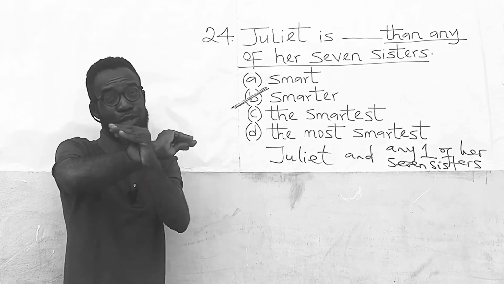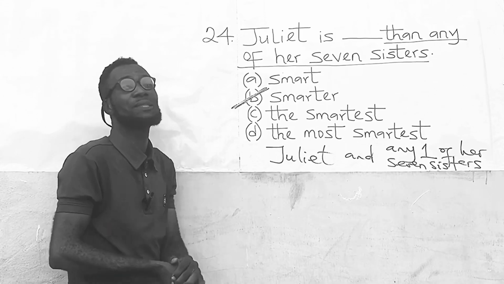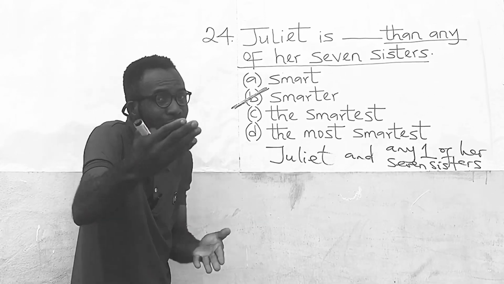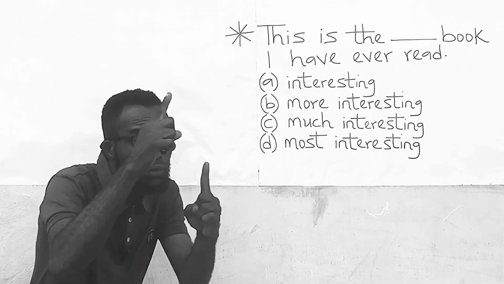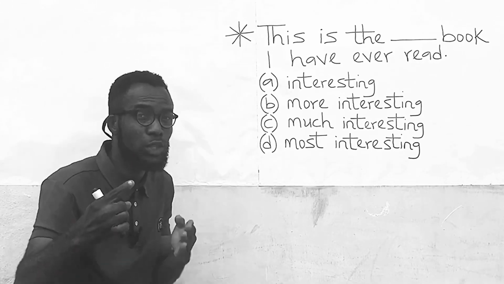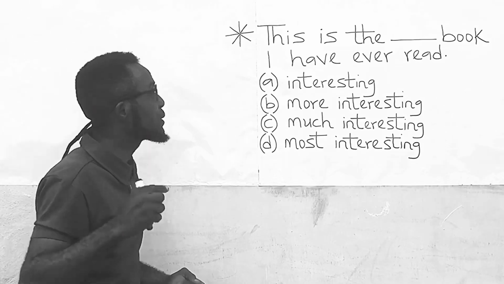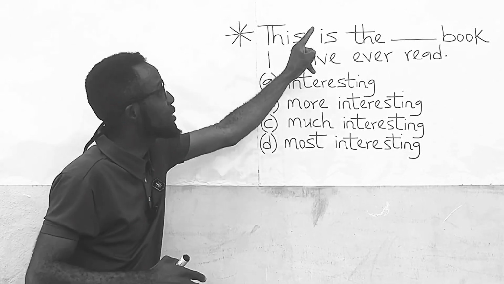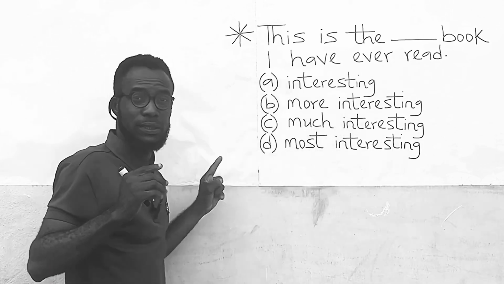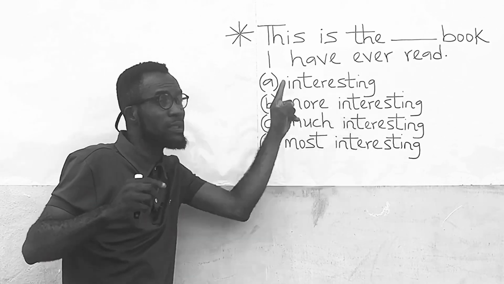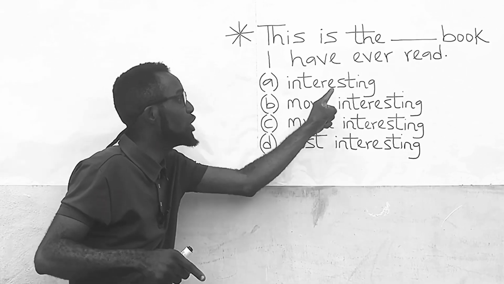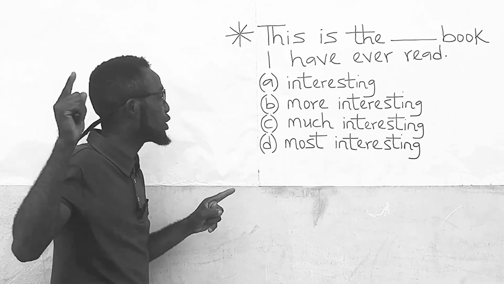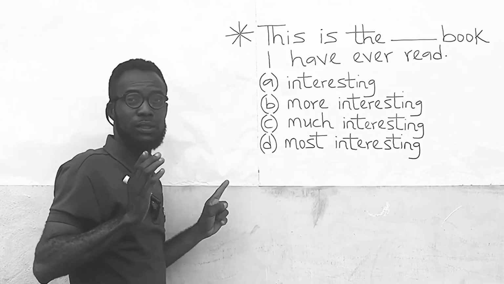I believe that is understood. Let us look at one or two other questions so that you will understand better. From what we have learned, in question number 24, it means that if we are faced with such a question, this is the dash book I have ever read. Option A, interesting. Option B, more interesting. Option C, much interesting. And option D, most interesting.